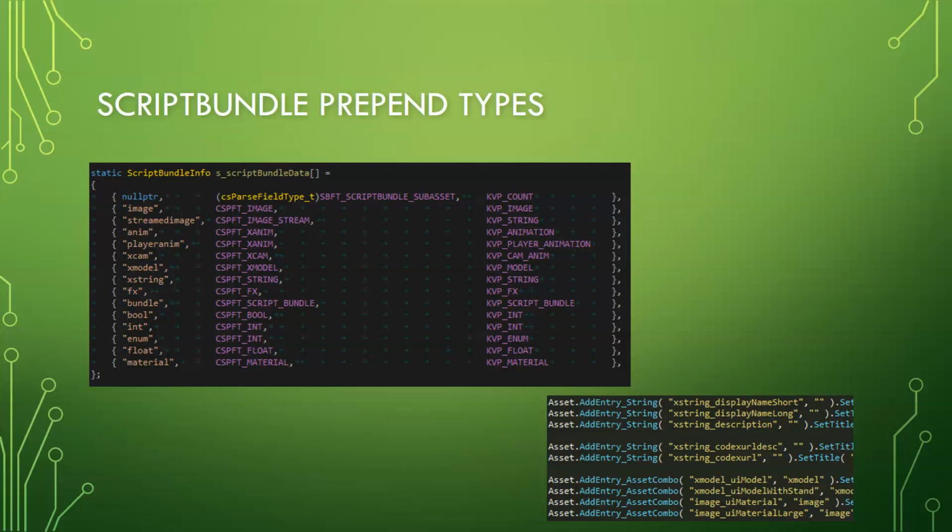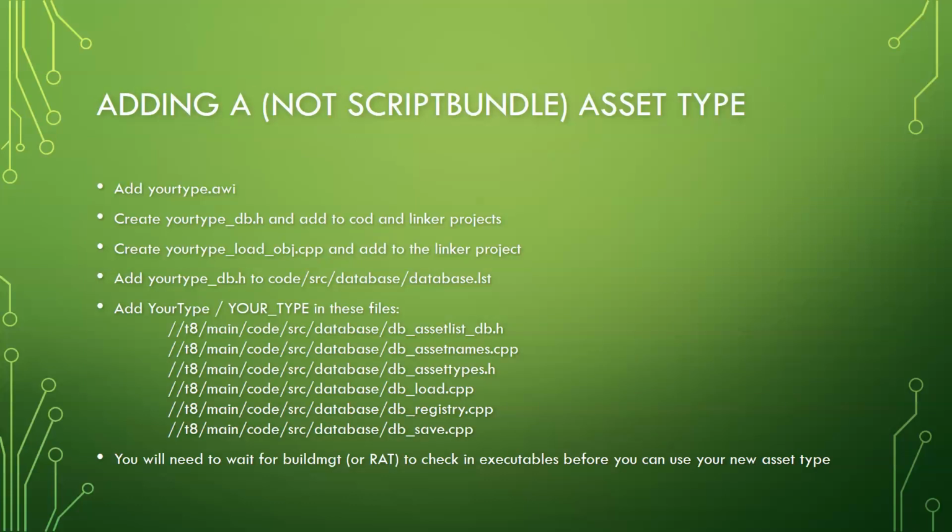So that's basically it for how to make a script bundle asset. It was 3 bullet points, and adding a code asset type is a lot more bullet points. But we will talk about it briefly because it's pretty cool and interesting, and you should at least understand how it works, because this is the majority of what's in the linker.